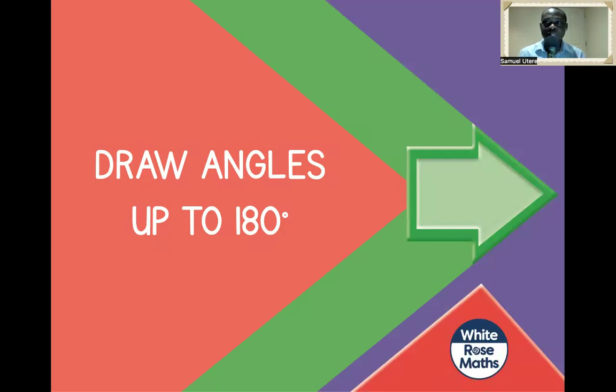In your previous lesson, you learned how to measure angles up to 180 degrees using your protractor and, of course, pencil and a ruler. In this lesson, you're still going to need those tools. If you have not got them, pause the video and go and get your pen, your ruler and your protractor. And of course, a rubber, because if you make a mistake, you should be able to rub it off and start all over again.